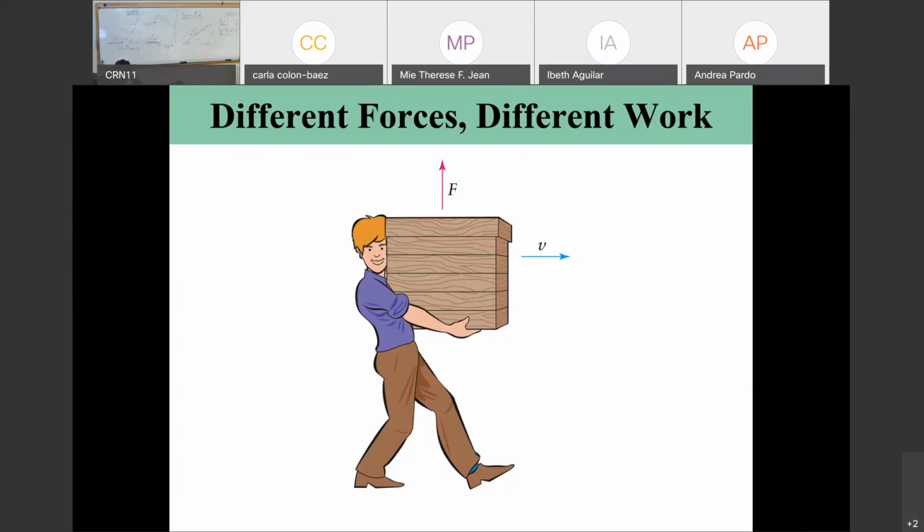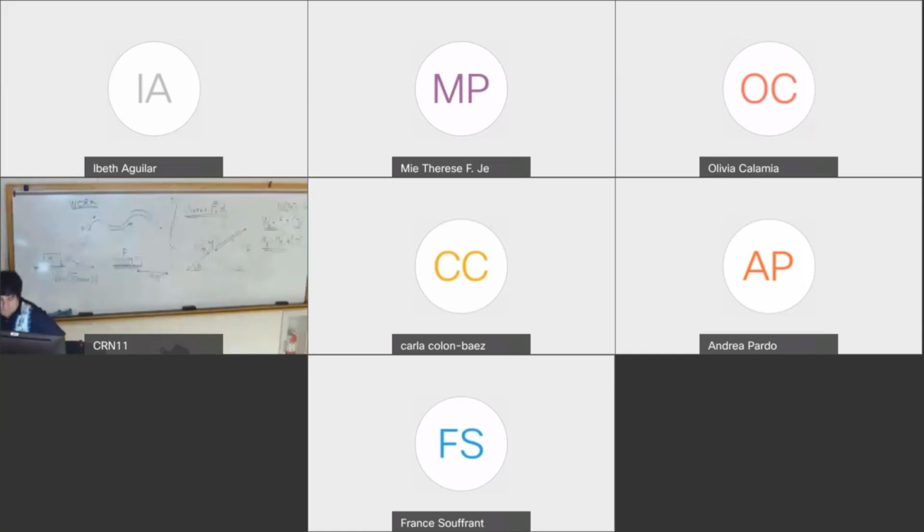Now, how come work is not a vector? Because there is no direction associated with work. But we can have negative work. That's one of those concepts or quantities that are very particular. And let me show you when you can have negative work.